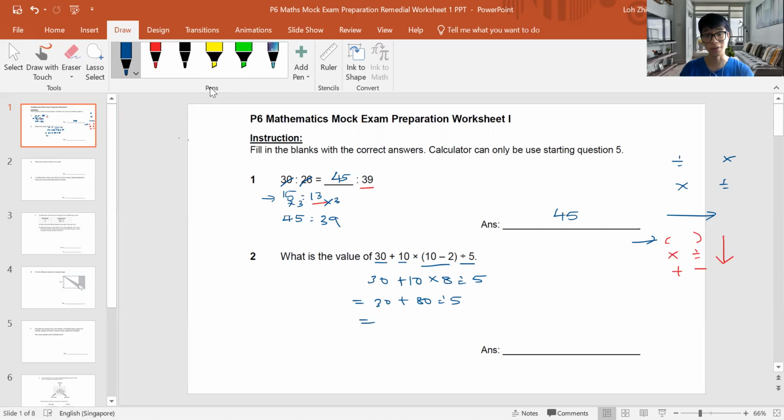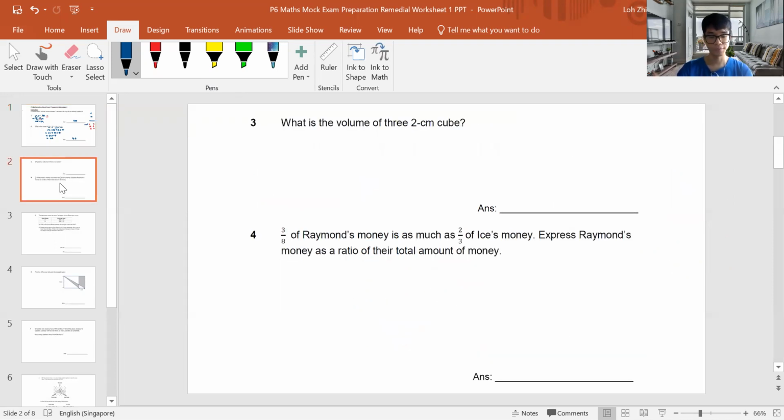And as you know, we need to do the divide now. So 80 divided by 5 is equal to 16. And 30 plus 16 is equal to 46. So the answer here will be 46. Okay, and that's all for question number 2. Let's move on to question number 3.